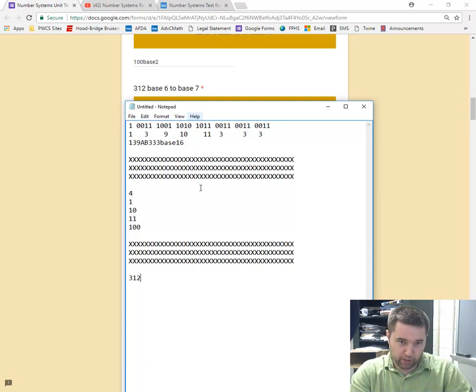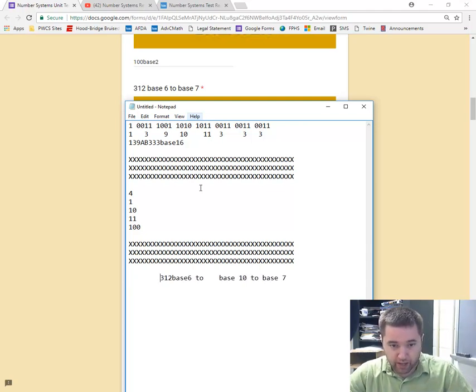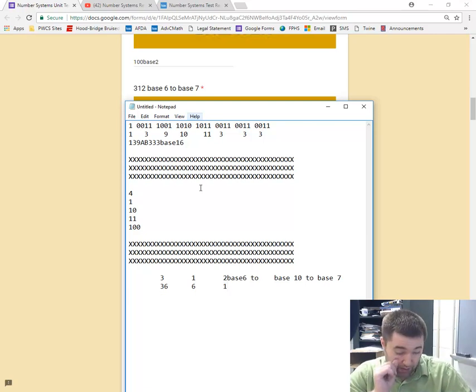We want, was it 312 base 6? So in order to do this, we need to convert it to base 10, then to base 7. So in order to convert to base 10, we need to take 312, divvy it out. This is going to be base 6, and 36. This is 6 squared, this is 6 to the 1, this is 6 to the 0. So then we multiply 108, then we have 6, and we have 2.